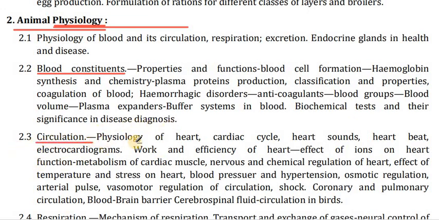Circulation, physiology of heart, cardiac cycle, heart sound, heartbeat, electrocardiogram, work and efficiency of heart, effects of ions on heart functions, metabolism of cardiac muscles, nervous and chemical regulation of heart, effect of temperature and stages of heart, blood pressure and hypertension, osmotic regulation, arterial pulse, vasomotor regulation of circulation, shock, coronary and pulmonary circulation, blood-brain barrier, cerebrospinal fluid circulation involved.